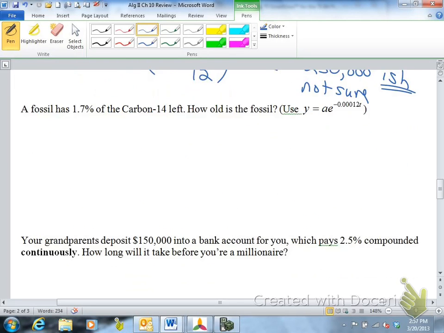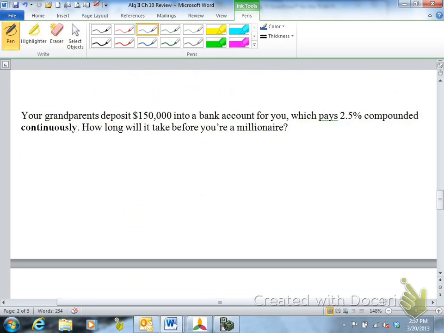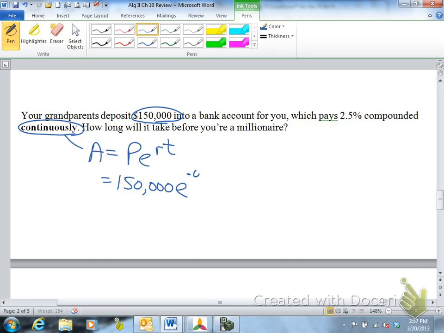I want to look at this question right here that was added in to the notes. So this is a continuous compounding one, which I didn't put on that, but I put up here. So if it's continuous compounding, you use A equals P e to the rt. Your grandparents give you $150,000. It's very nice of them. e is a constant. Your interest rate is 0.025. And you want to know when you're a millionaire. When will you have $1 million? So that's the A amount, $1 million. And you're solving for t.